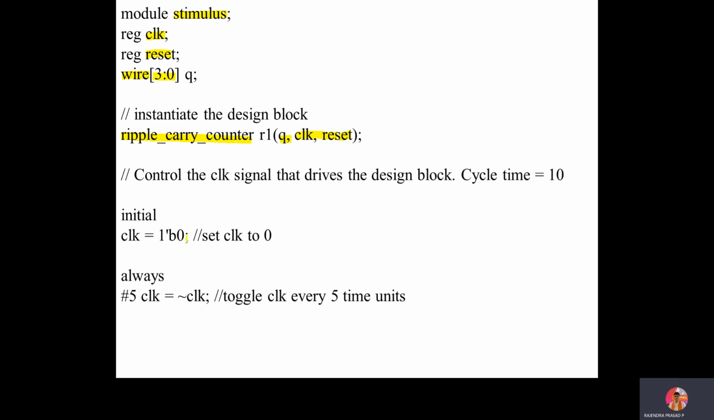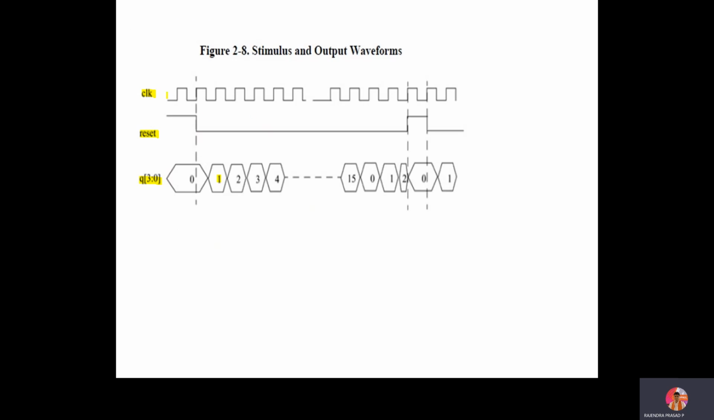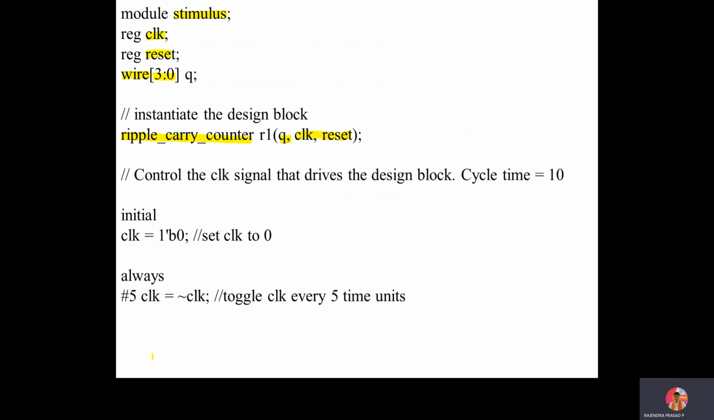So now initially it is 0. After 5 seconds, not of 0, it will become 1. So toggle the clock for every 5 time units. So you can observe that for every 5 units, it is going to change 0, 1, 0, 1, 0, 1, 0, 1, 0, 1, and so on. So this is how we need to generate this clock using these commands.